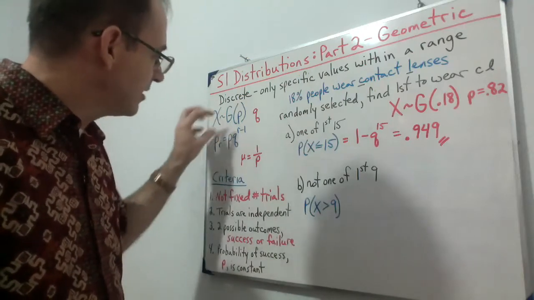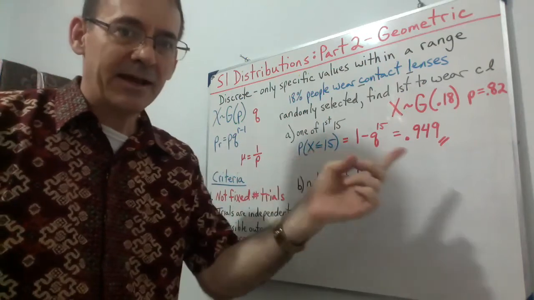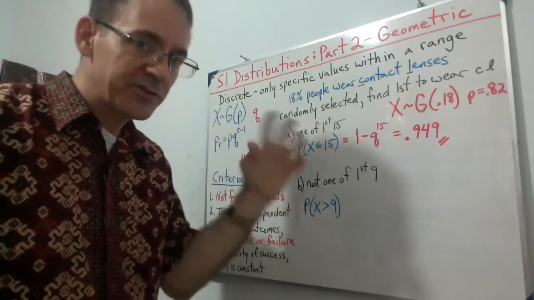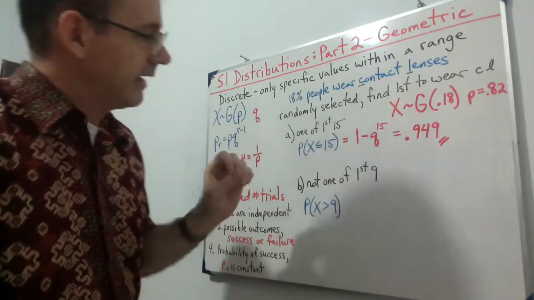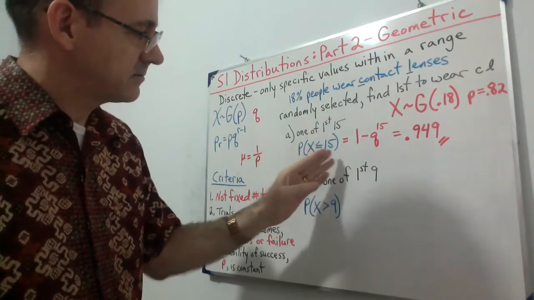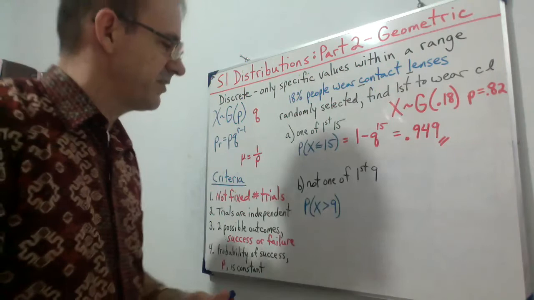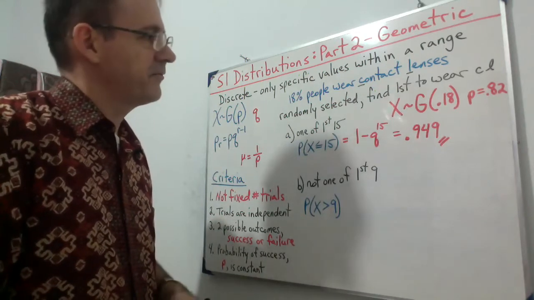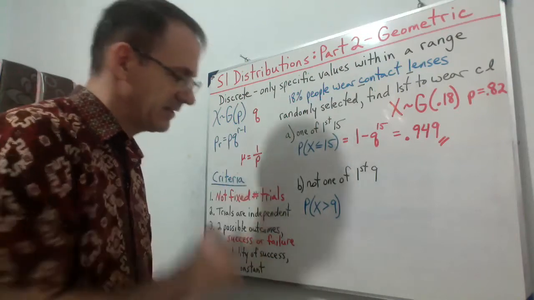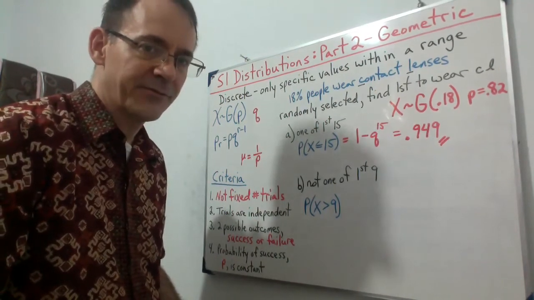So again, we didn't use the formula directly. You could have, but you would have had to add up 15 different values, which again takes time. So you want to work smarter, not harder. And so you can see that this requires that you can't fail 15 times. Now, as we move on to the second one, it says, find the first to wear contact lenses is not one of the first 9, not one of the first 9.